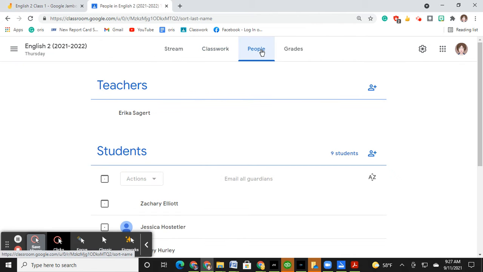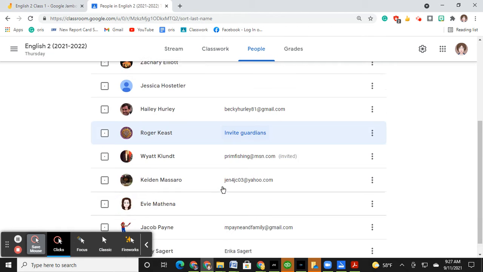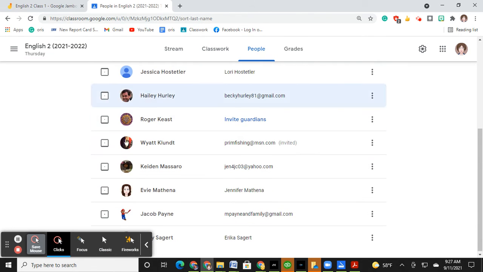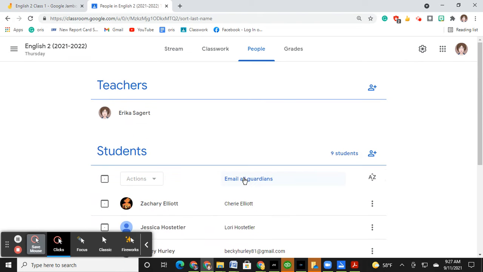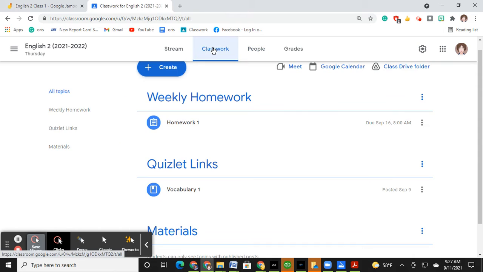Now the people tab is where you're going to find your fellow students. So if you want to email your fellow students to ask them a question or just chat with them about something, you can get that information there. Your view looks a little bit different than mine because this is from the teacher view. Yours is going to be from the student view. So it is a little bit different.